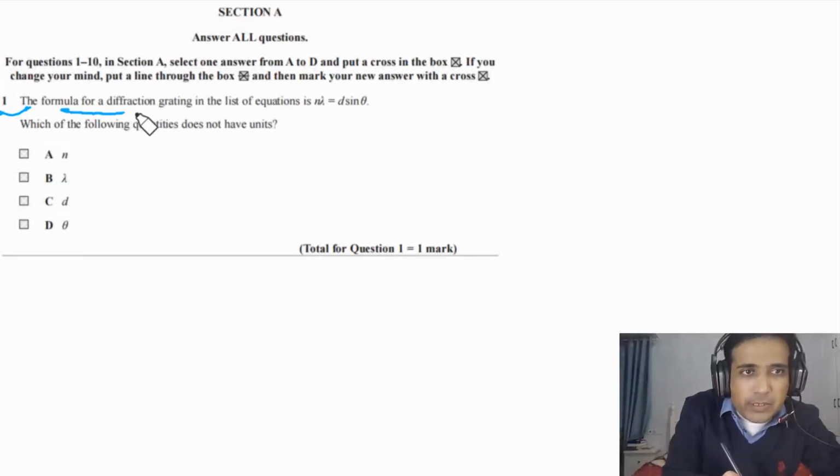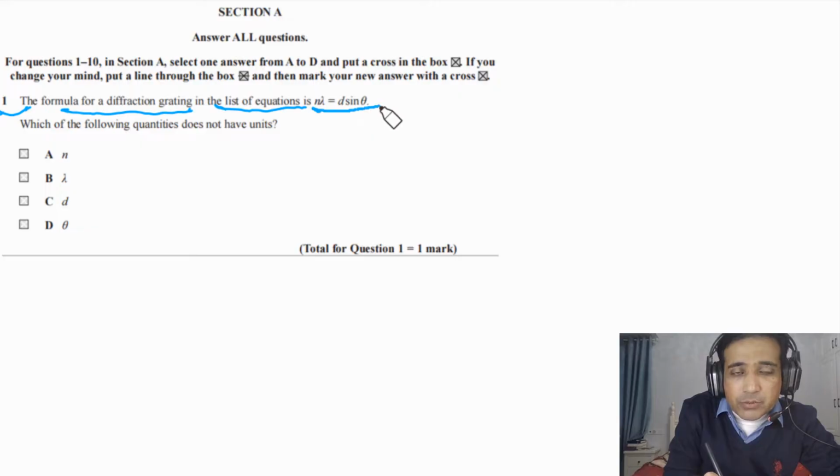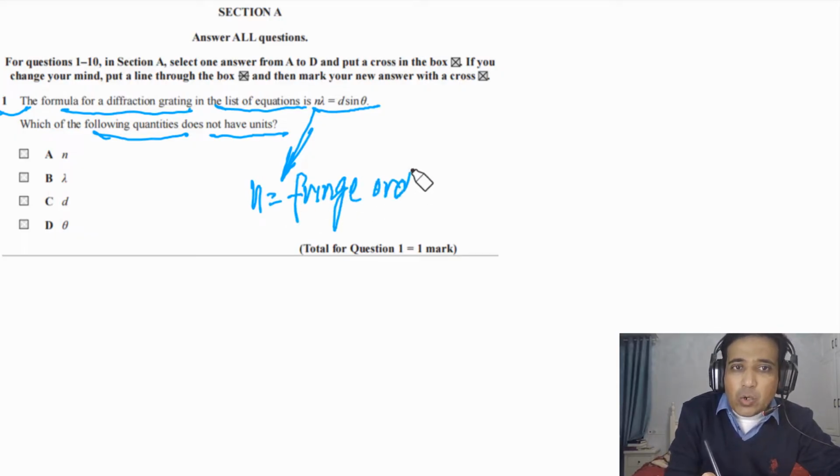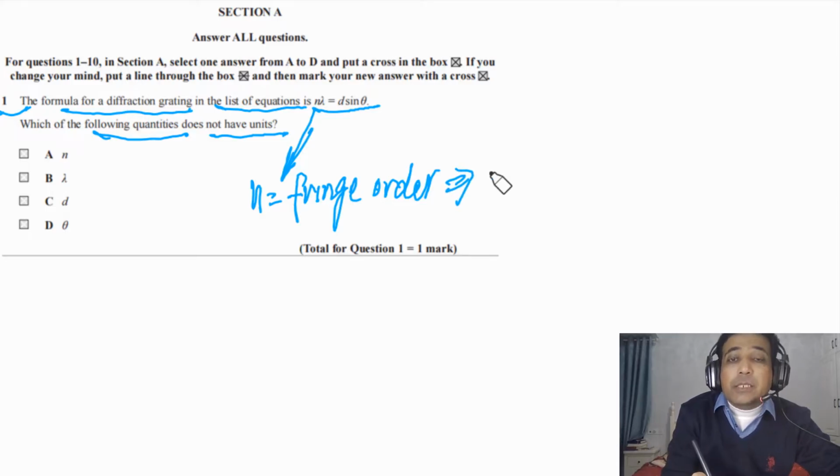Question 1 says the formula for a diffraction grating in the list of equations is n lambda is equal to d times sine of theta. Which of the following quantities does not have units? If you look at these quantities, first of all we have n, so we need to understand what n is representing. n is representing fringe order and this is just a number and has no units. So we can say n has no units.